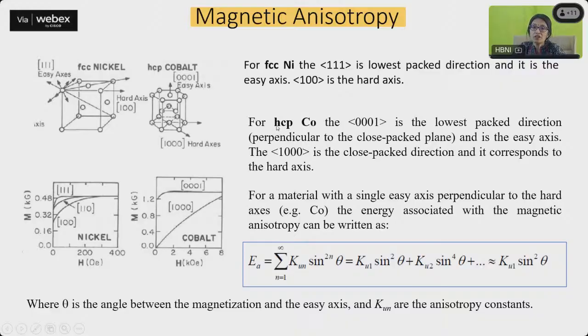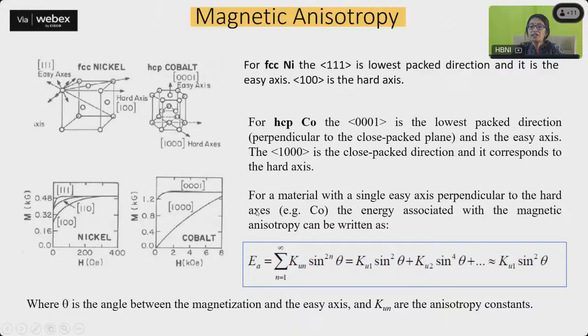Similarly, you have the hexagonal close-packed structure in cobalt, and in this case, the 0001 is the lowest packed direction, which is perpendicular to the close-packed plane, and it is the easy axis, whereas the 1000 is the close-packed direction, and it corresponds to the hard axis. So similarly, you can see that the moment you plot M versus H, this is how your plot is going to look. Whenever it is the hard axis, it takes a large amount of field, a longer time, to reach the magnetization value.